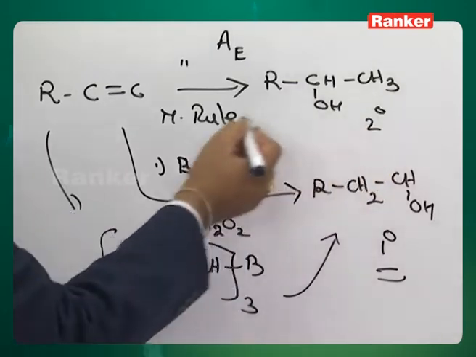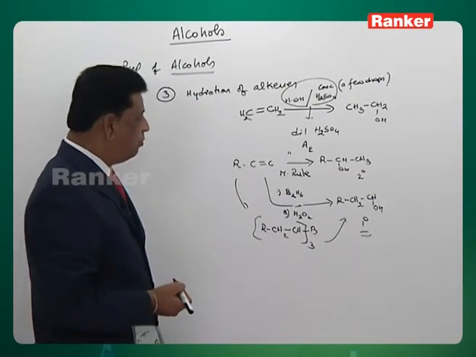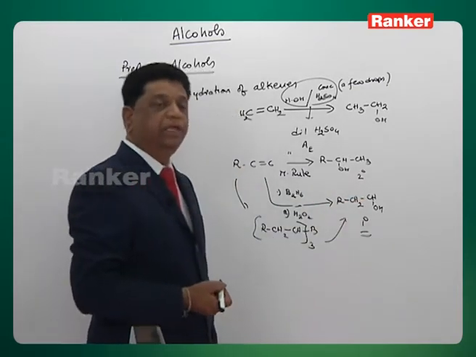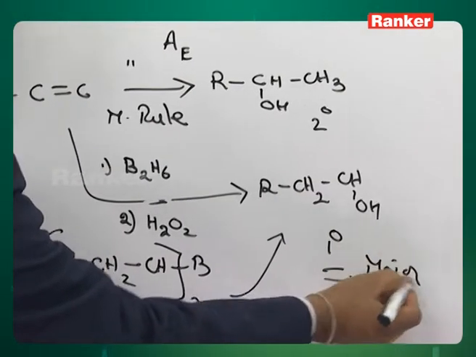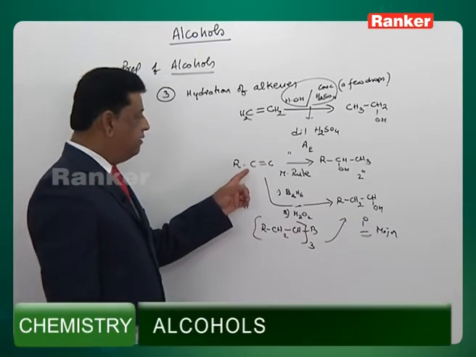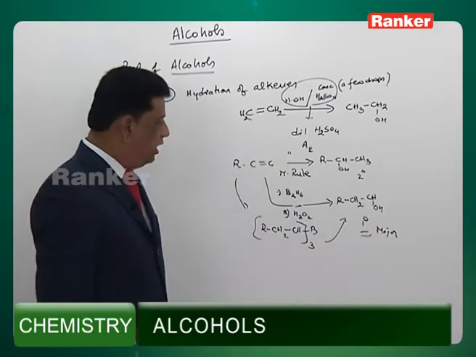The earlier one gives a 2 degree alcohol, that is the Markovnikov rule. Here the product formed is the anti-Markovnikov rule product. If you take propene, 1-propanol will be the major product. You can apply anti-Markovnikov addition of HX, HBr, and hydrolysis, and you may get this 1 degree type of alcohols.